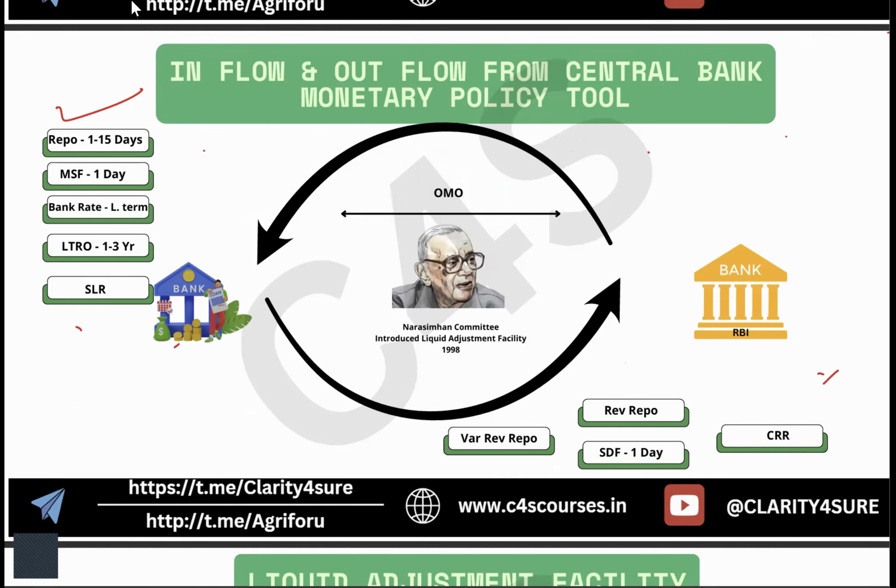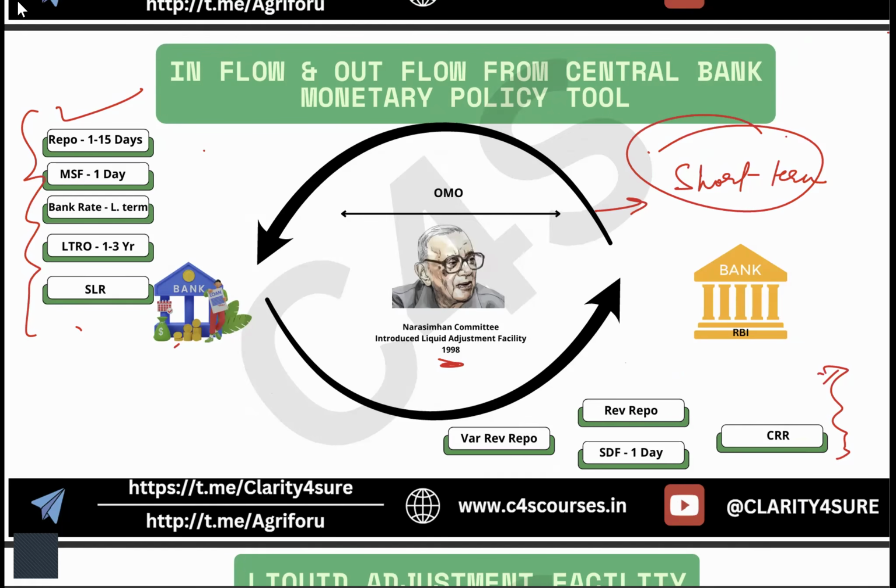Now you can see another image in this slide, the image of this eminent personality, Narasimhan. The Committee's recommendation that came in 1998 introduced the concept of liquidity adjustment facility. Here we are discussing all the monetary policy tools, the long term and the short term, everything. But out of these, there are certain monetary policy tools which are only used for the short term. So those tools used for short term liquidity adjustment will be studied under LAF, liquidity adjustment facility, that we'll discuss.